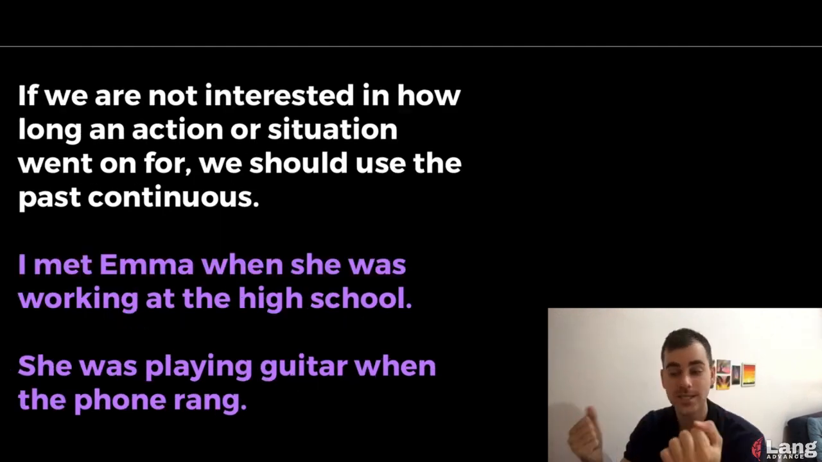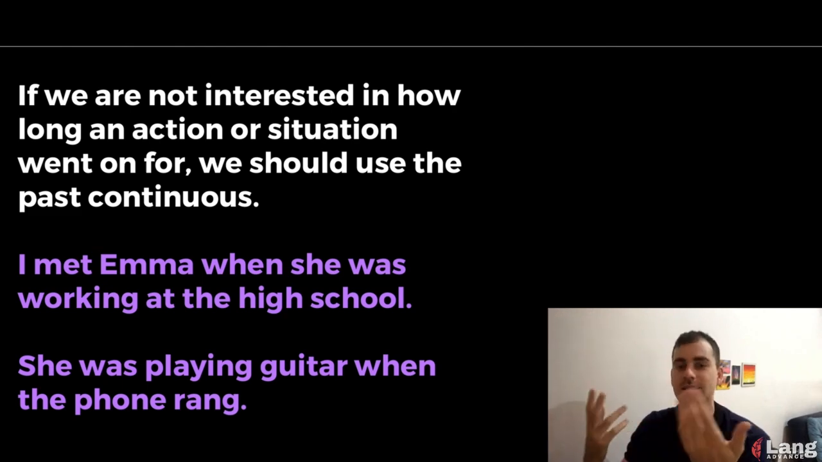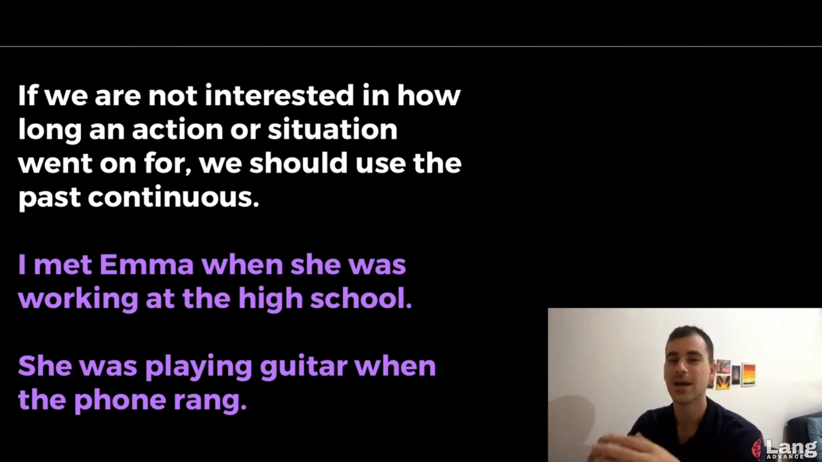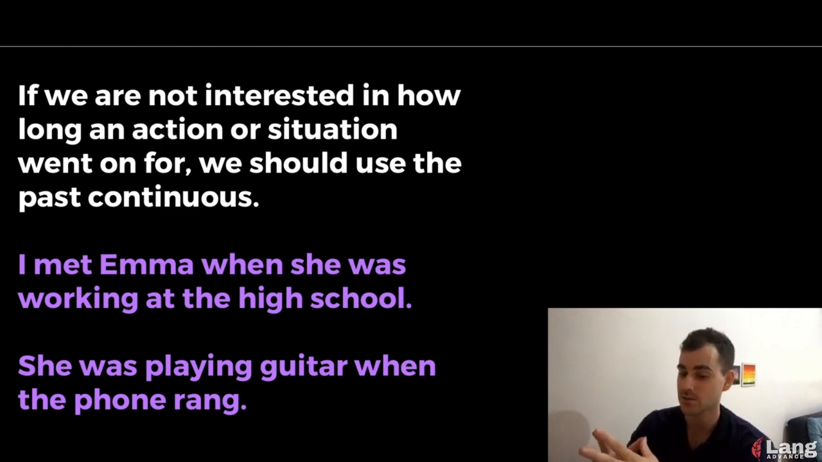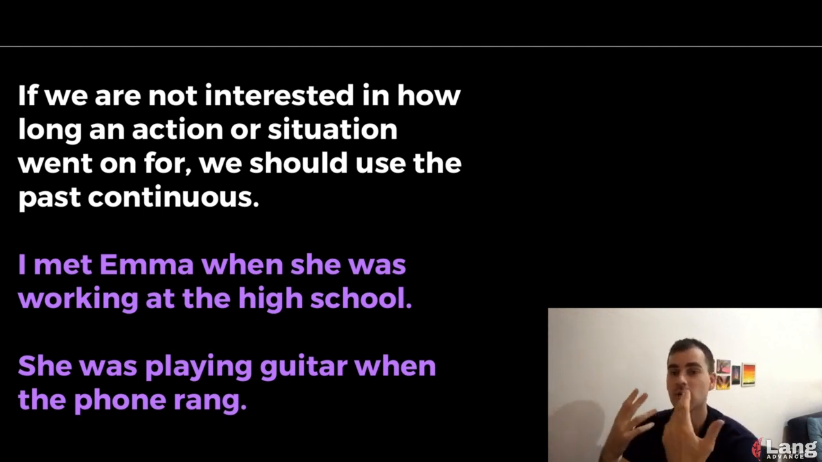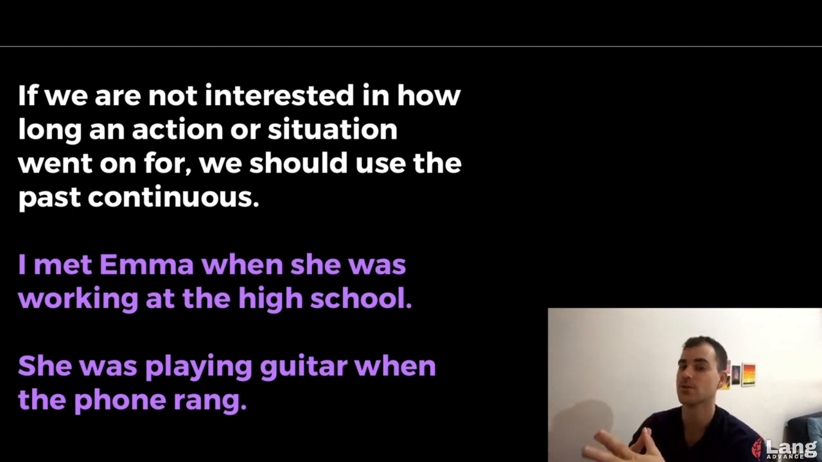If we are not interested in how long an action or situation went on for, we should use the past continuous. This means that we don't care how long the action had happened. I met Emma when she was working at the high school. It doesn't matter how long she had been working at the high school. She was playing guitar when the phone rang. We don't really care how long she had been playing guitar, so we just use past continuous.